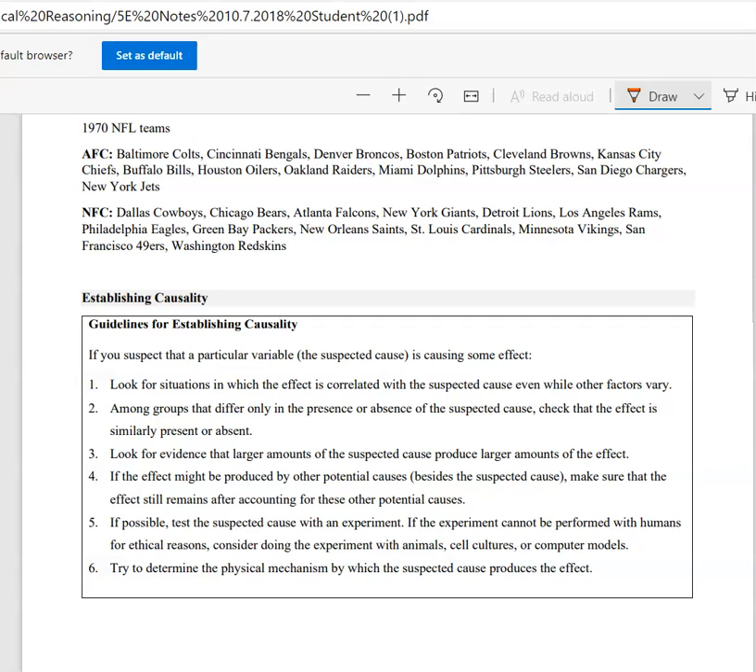If the experiment cannot be performed with humans for ethical reasons, consider doing the experiment with animals, cell cultures, or computer models. Try to determine the physical mechanism by which the suspected cause produces the effect.